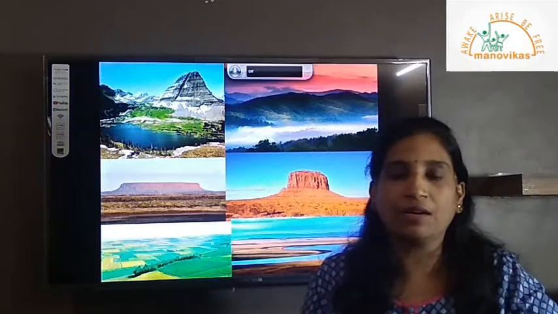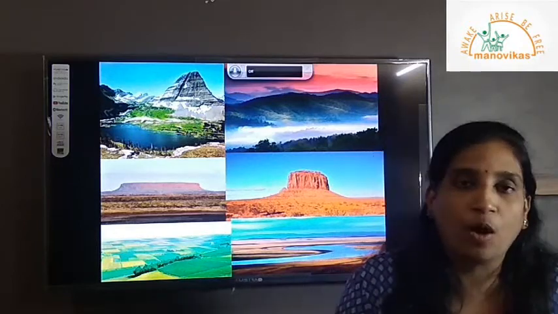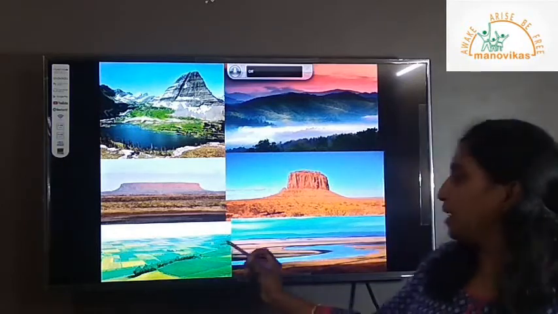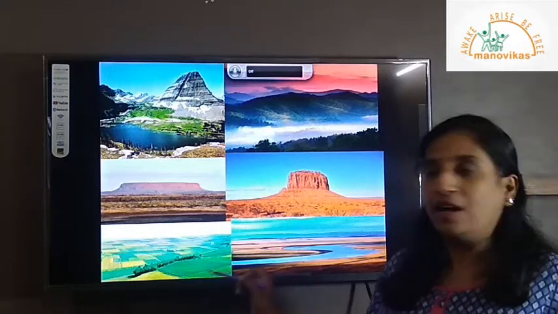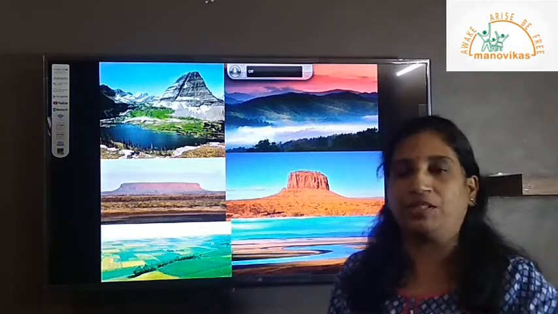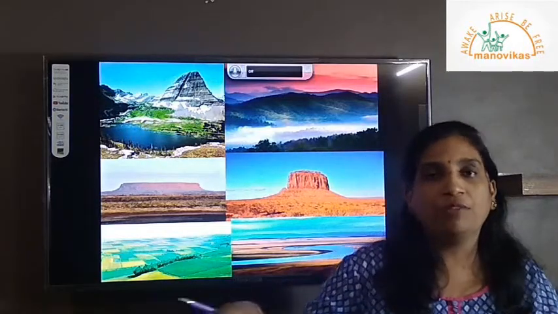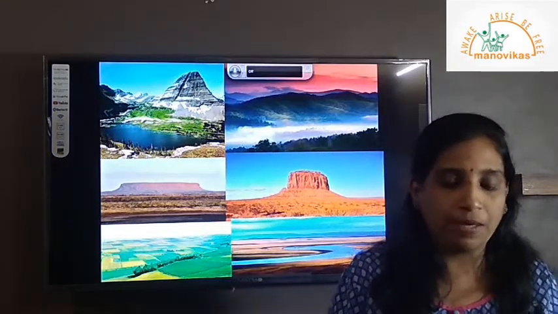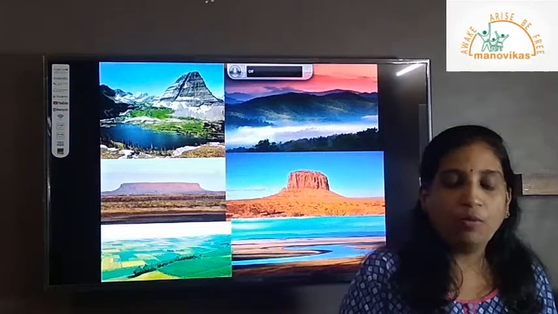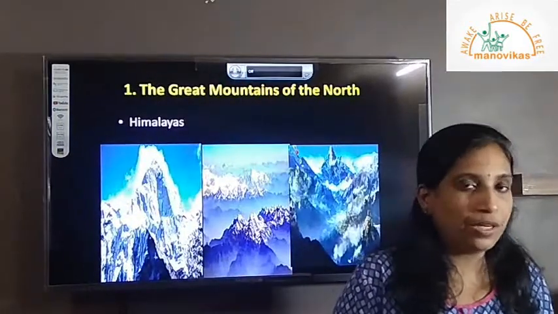And obviously the third major landform is flat ground or plain areas. You can see extensive plains, right? Rivers flowing, or plains which are at one particular level, that is up to the sea level. You can call them plains. So let's see how India is divided into these particular regions.